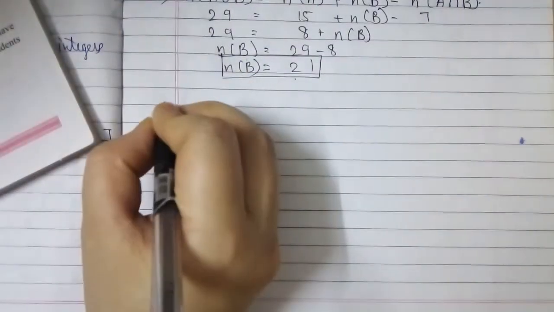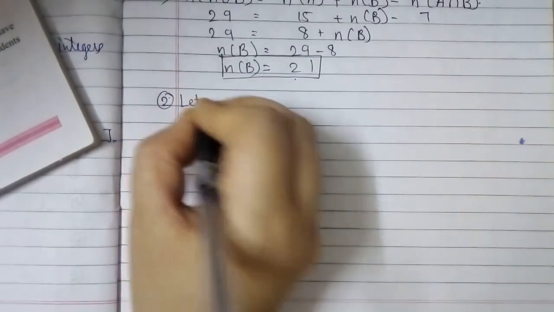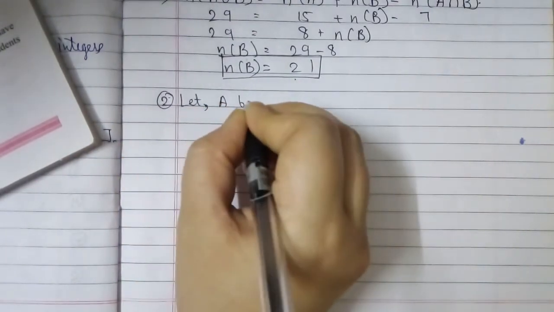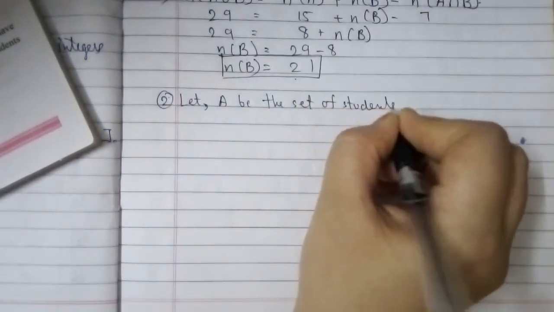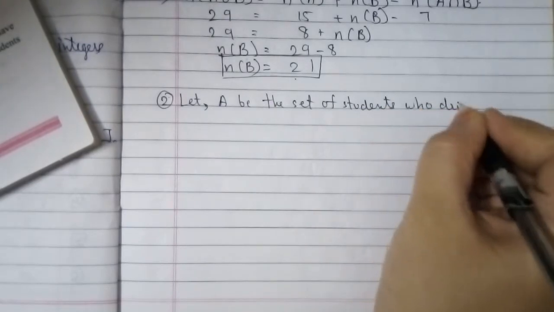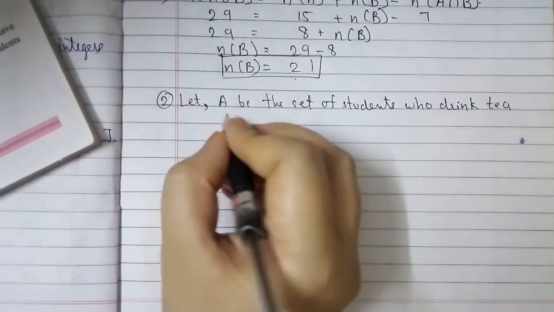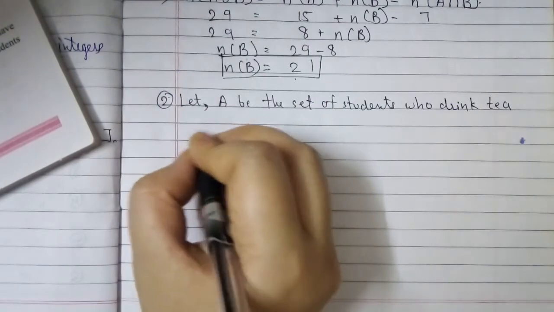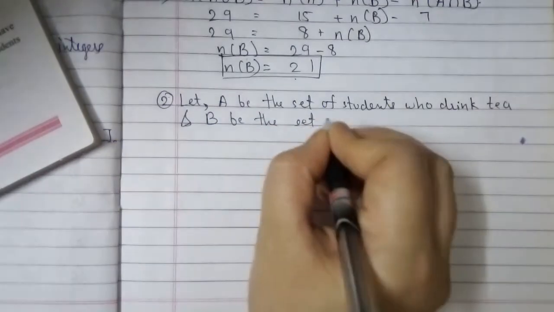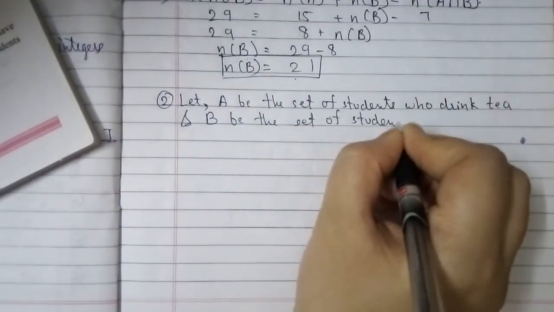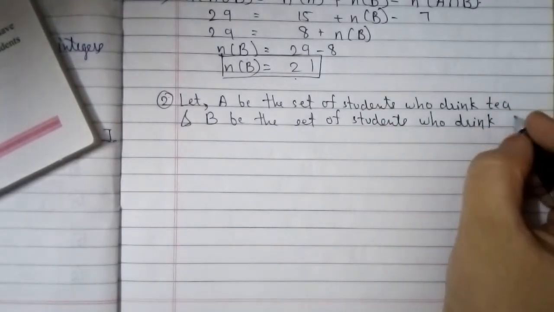Okay, so to solve question number 2, we will first assume two sets. Let A be the set of students who drink only tea, and let B be the set of students who drink coffee.